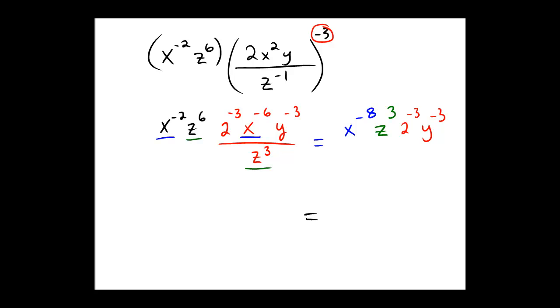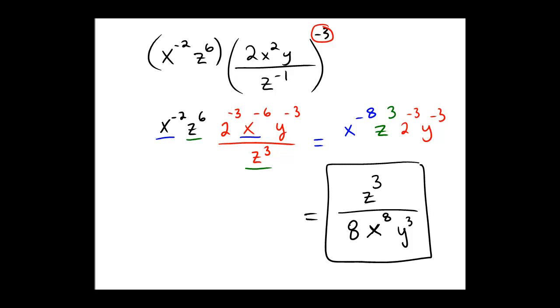Next stage, final stage, x to the -8 means x to the 8, but in the denominator, because it reciprocates to the bottom. z cubed, z is a positive exponent, so I leave that on top. 2 cubed is 8, but that's going to be shifted down to the bottom due to the negative exponent. And here we have a y cubed, but just like the 8 and the x, this will also be shifted down to the bottom due to the negative exponent. So the final answer is z cubed over 8 times x to the 8th times y cubed.